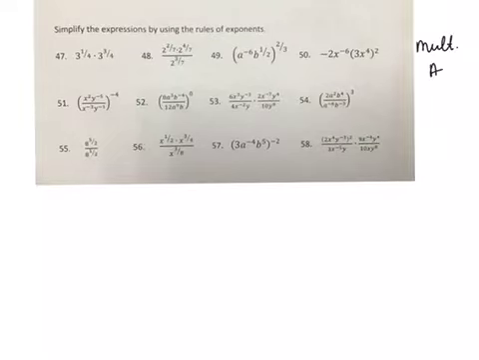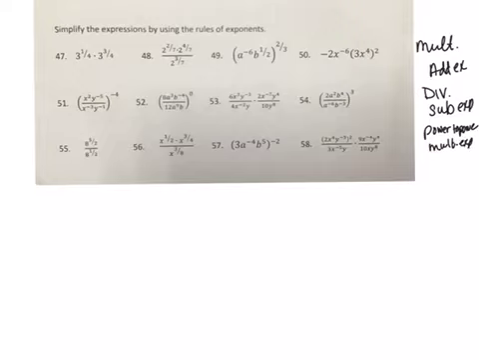Multiplication of powers, we add the exponents. Division of powers, we subtract the exponents. When we have a power to a power, we multiply the exponents. And a negative exponent means it's the reciprocal. And a zero exponent always equals 1.